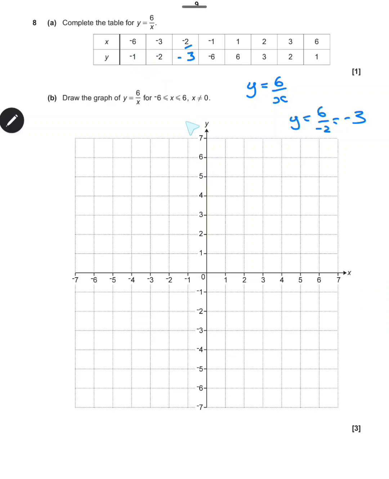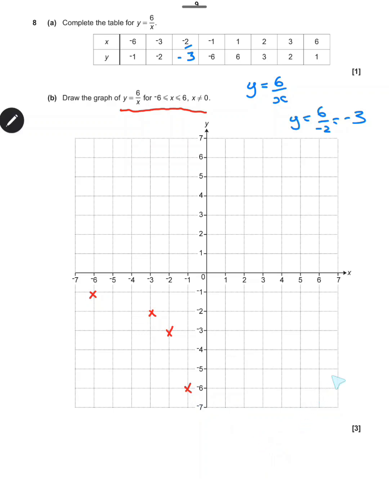We're then just going to plot these points. This here, you're just saying draw the graph from the table that you've got. Don't get confused by this. It's saying here are your values, draw the graph. So we're going to go across to minus 6 down to minus 1, across to minus 3 down to minus 2, across to minus 2 down to minus 3, and across to minus 1 down to minus 6.